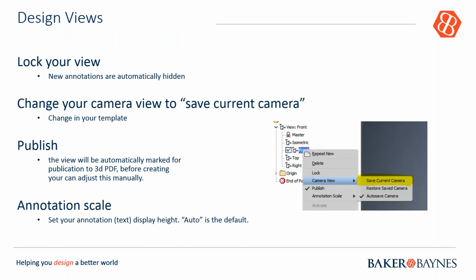Now, if we move on to that, we find that in the design view, you can lock your view. If you lock the view, new annotations are automatically hidden. If you change your camera view to save the current camera, you can make your changes in your template. As you can see there, by right-clicking on the view, you can change that. When you're publishing it, the view will automatically be marked for publish for 3D PDF.